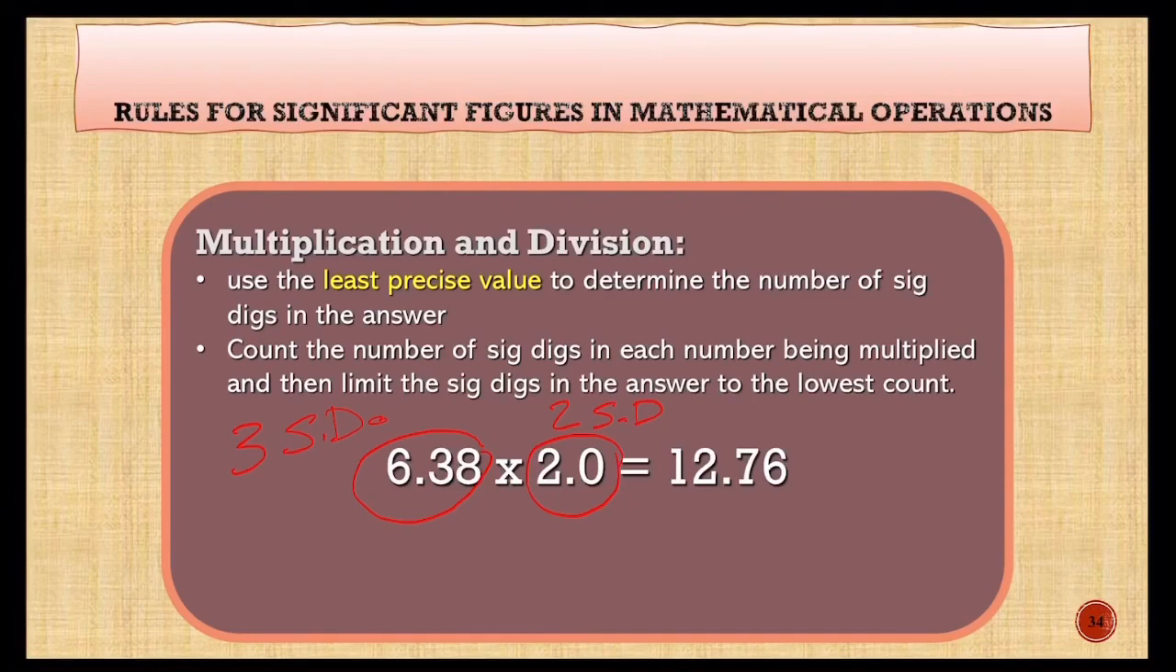But according to the rules of significant digits, your final answer when multiplying or dividing needs to be recorded to the lowest number of significant digits. So 2 is our lowest number of digits. So our final answer will also be recorded to 2 significant digits. So 12.76 will be rounded to 13. Let's look at 2 more examples.